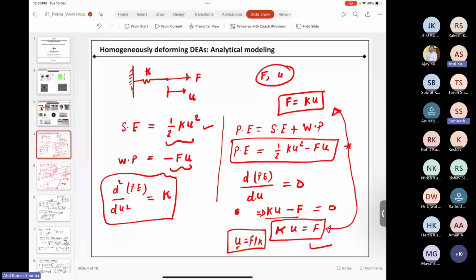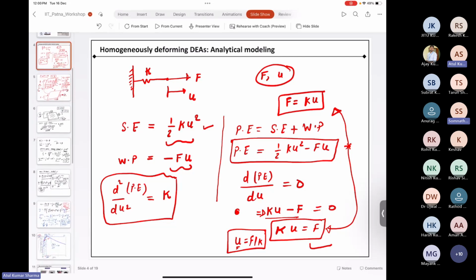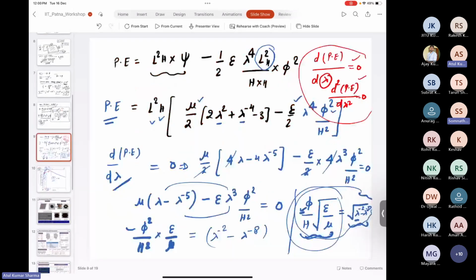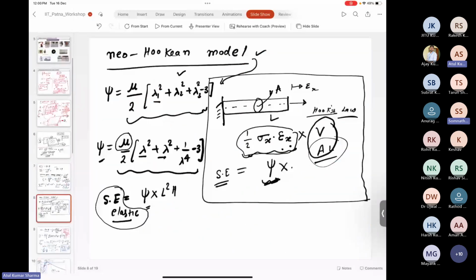Now, just to complement it, what the professor has talked about is the Neo-Hookean model, right? If you go to that strain energy density function, W is equal to mu by 2, it is over there. So if you want to go into the details of it, then you have to enter into statistical mechanics.